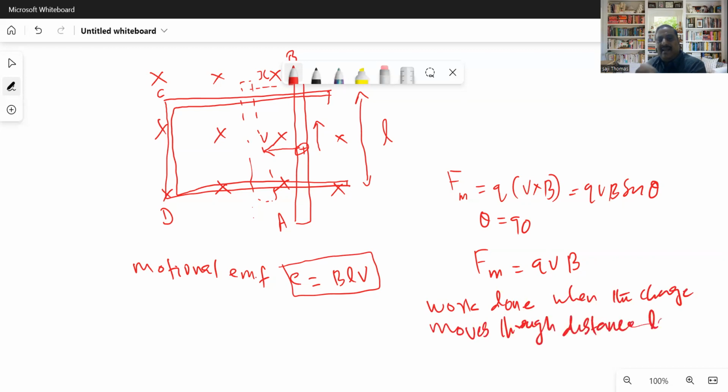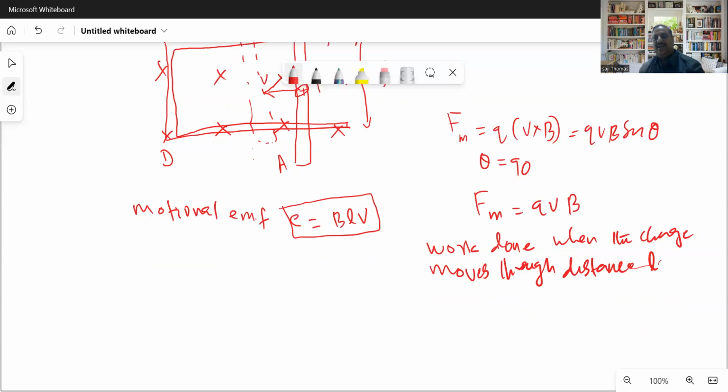Distance L. So it is moving across the conductor from A to B. So the length of the conductor is L. So work done W is equal to force into displacement L. So QVBL.